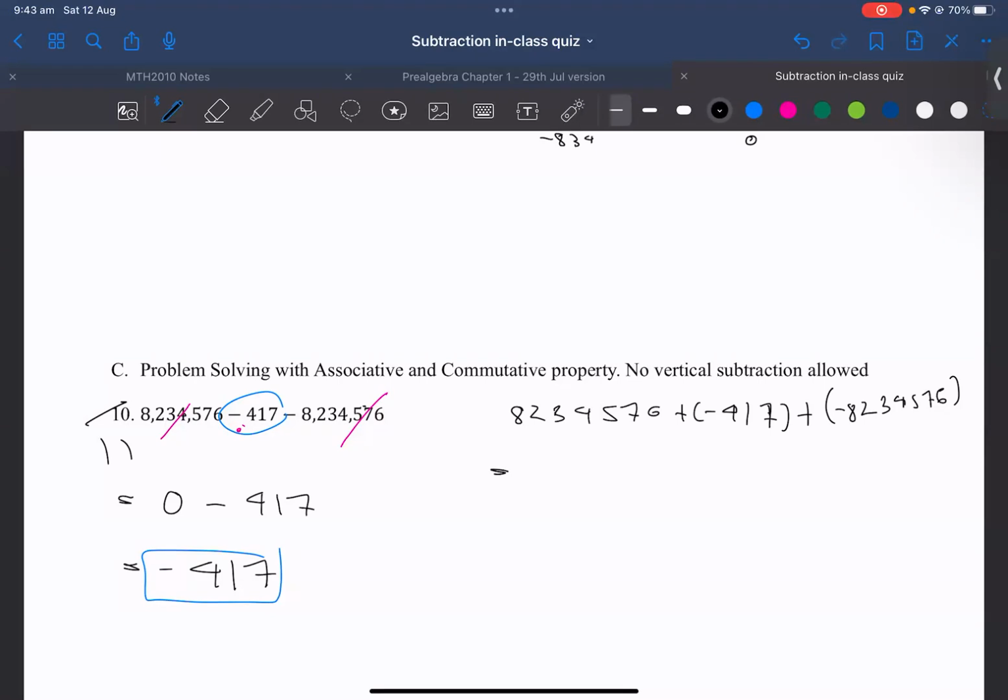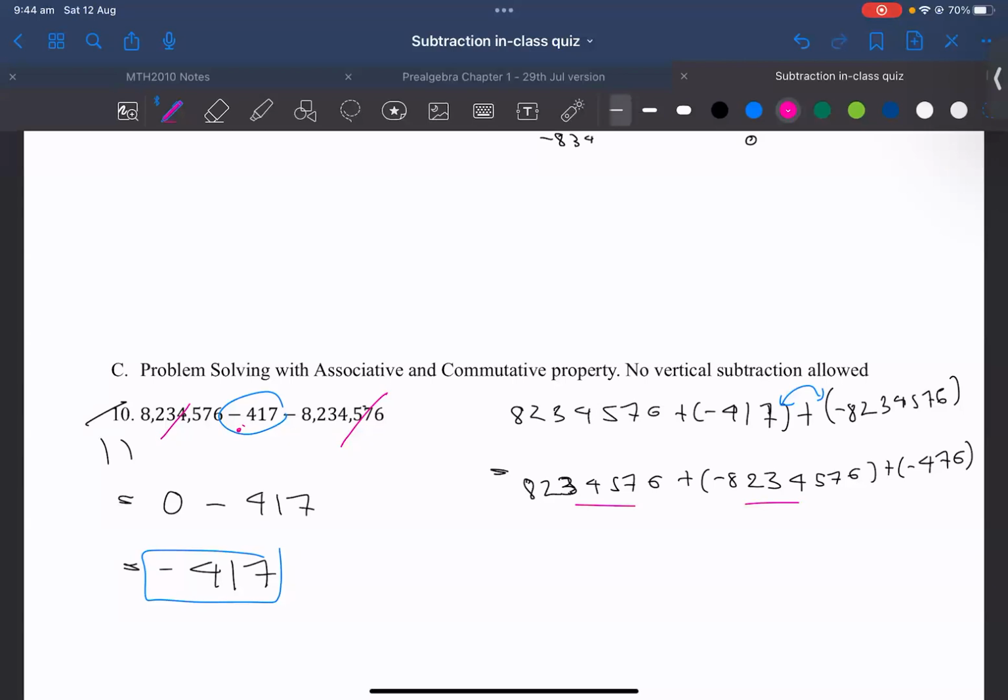Since I'm converting them to addition, I can move them around. I'm going to bring the third number to the second spot, so switch these two around. So it's the commutative property of addition. I can move them around. Add these two numbers. What happens to them?